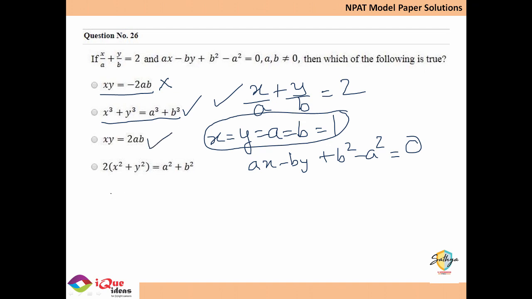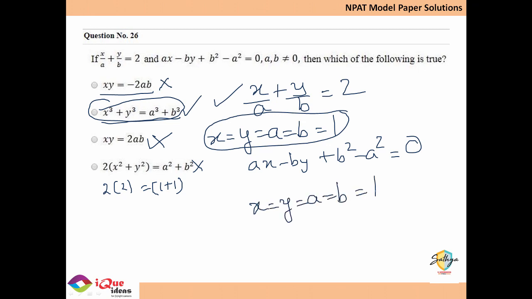Now in this particular sum, if I put 2 into 1 square plus 1 square is 2 is equal to a square is 1, b square is 1, does not match. So the only one which matches the entire thing is x cube plus y cube is a cube plus b cube. So simply by assuming values of x is equal to y is equal to a is equal to b is equal to 1, you are able to get the answer, right? So a little bit of smart guessing and this becomes one of the easy sums to solve.